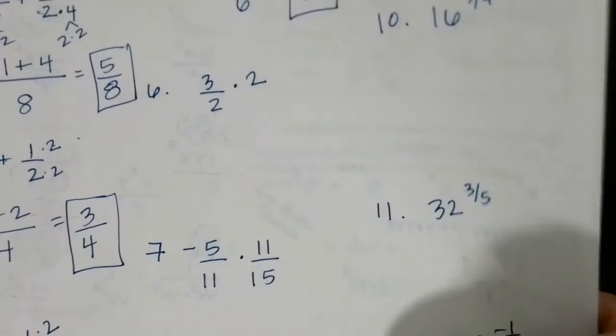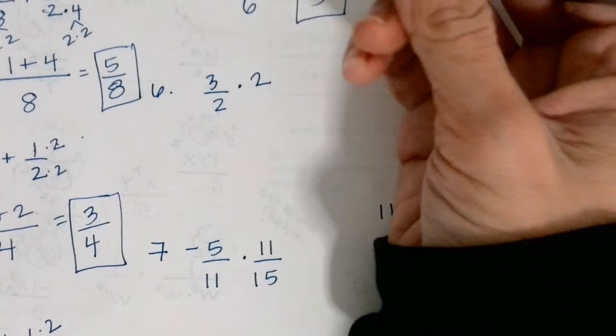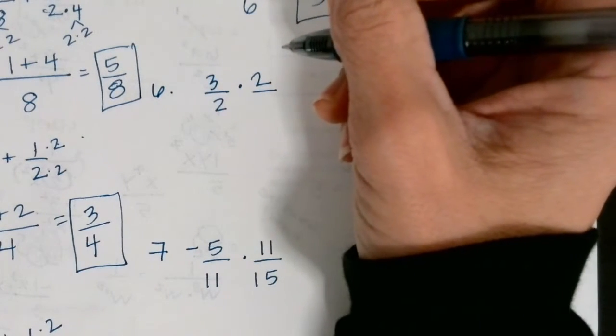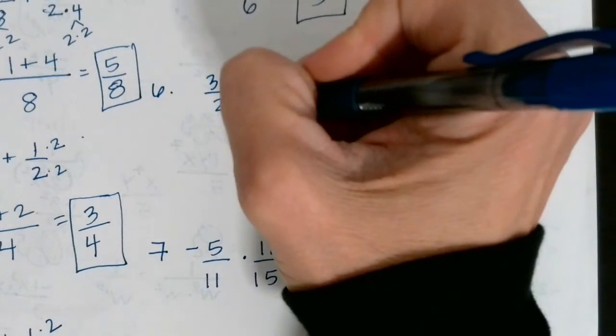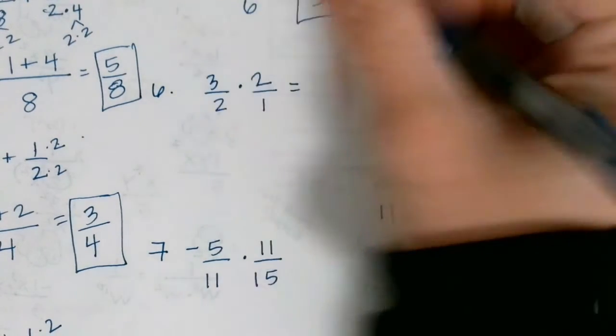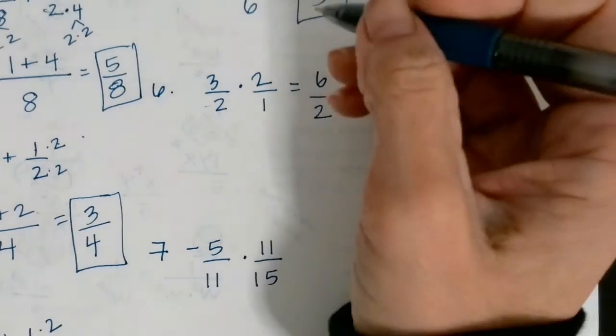Now we're moving on to multiplying fractions. Sorry, we're not adding fractions, we're multiplying fractions. No big problem. Top times top over bottom times bottom. So you're going to multiply the tops, multiply the bottoms, and then reduce if you can.